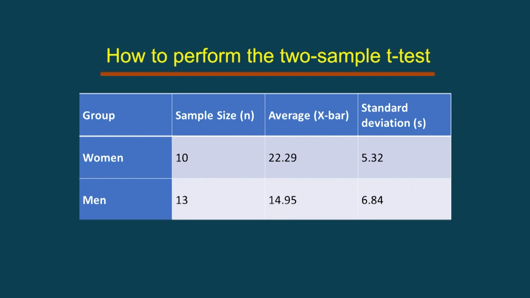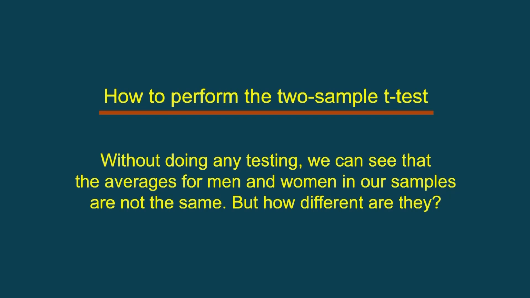From the table, you can see that we have calculated the averages and the standard deviations of male and female separately, and the sample sizes are 10 and 13 respectively for women and men. Without doing any testing, we can see that the averages for men and women in our samples are not the same. But how different are they? Are they so much different that we can say that the populations are also different in terms of their means? Or they're not so different? That we have to decide by the t-test that we will be performing.